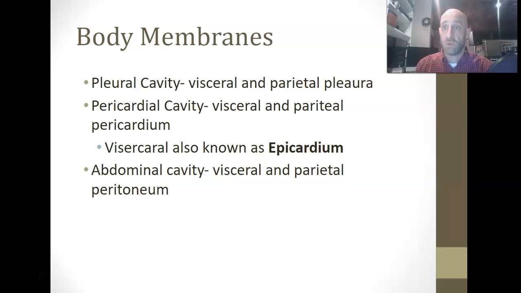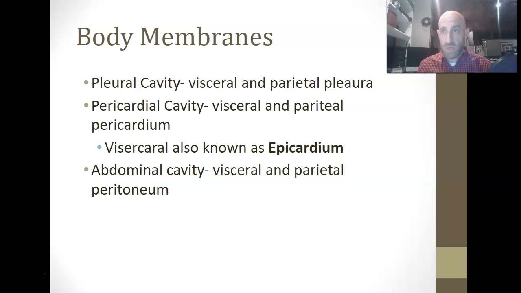So, for example, if I were to ask you, what is the name of the membrane on your kidneys? It would be visceral peritoneum. If I were to say, what is the name of the membrane on your spleen? It would be visceral peritoneum. So they're all visceral peritoneum. If I say, what is the name of the membrane on the walls of the cavity where your stomach is? It would be parietal peritoneum.